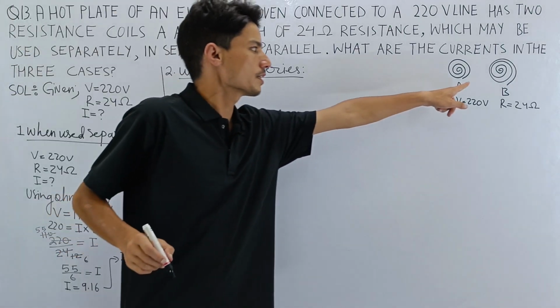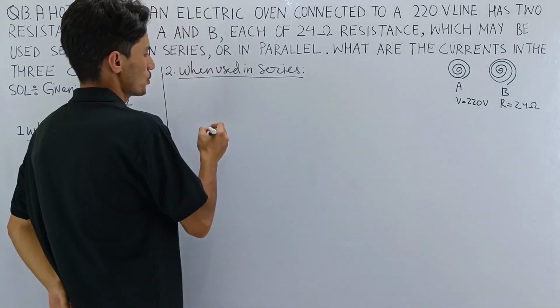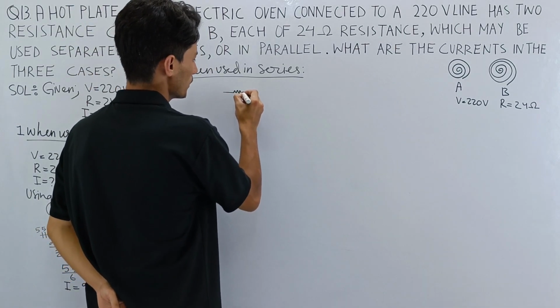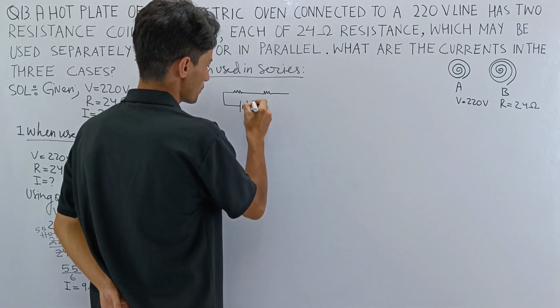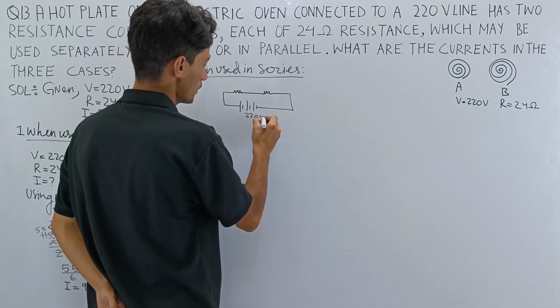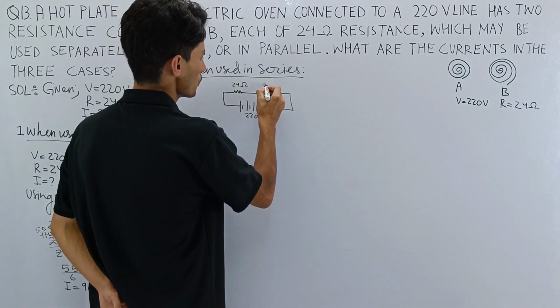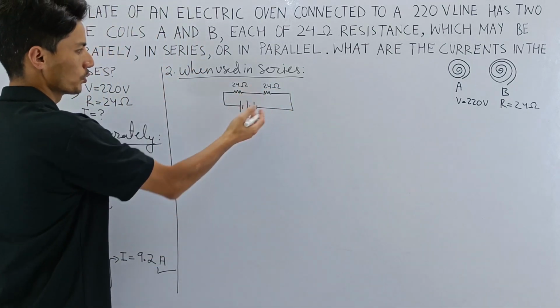So these two plates, these two resistances, these two hot plates, let's connect them in series. If we connect them in series, how will it be? The figure will look like this. Plus, minus, plus, minus, plus, minus. So this is 220 volt. This is 24 ohms. This is 24 ohms. So the two plates are now connected in series. This is how the figure will look.